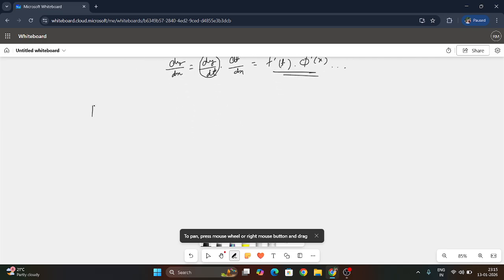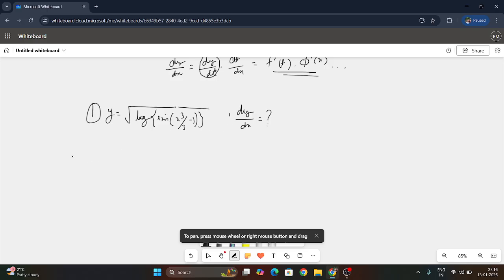Let's take the example first: y is equal to root of log of sine of x cube by 3 minus 1, and you have to find the value of dy by dx. Let's try to first understand that.